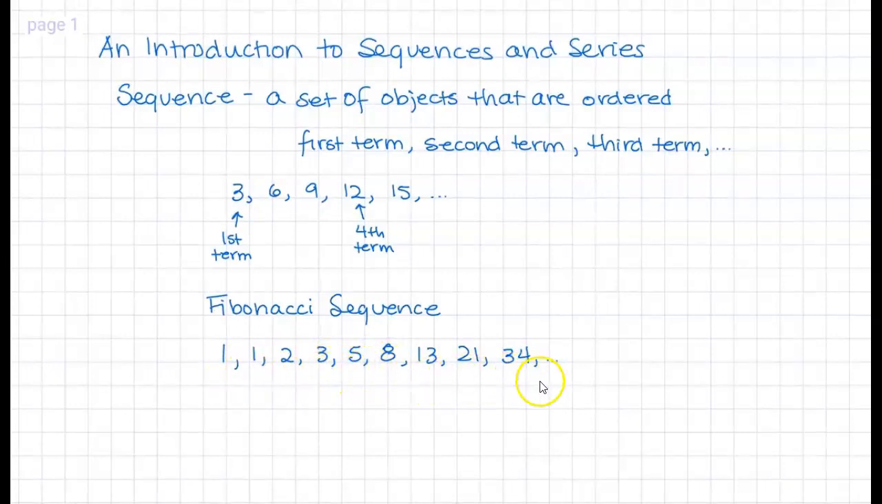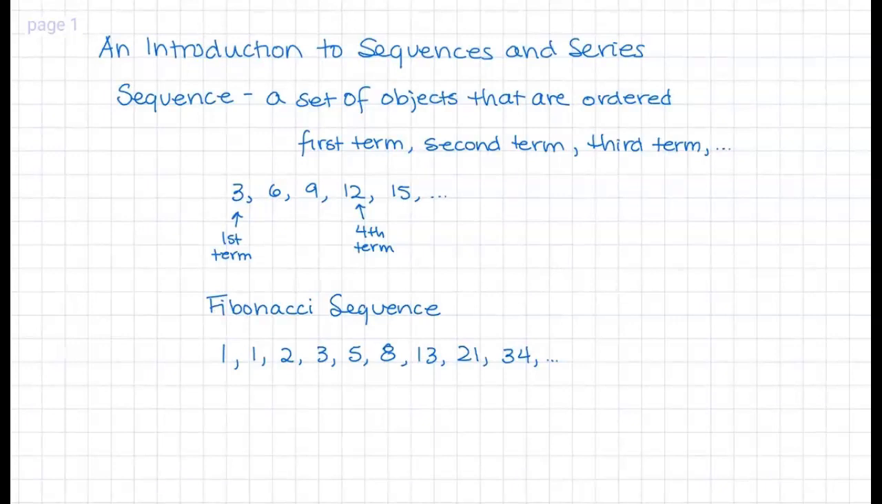So there's a list of numbers, but there's a definite order to the numbers. The first term is 1, the second term is 1, the third term is 2, fourth term, fifth term, sixth term, seventh term, eighth term, ninth term is 34, and so on. So that's all a sequence is. It's just a list of numbers, and they have an order to them.